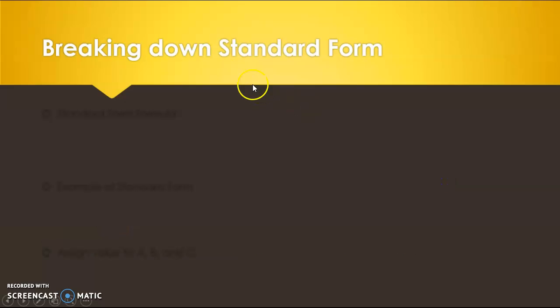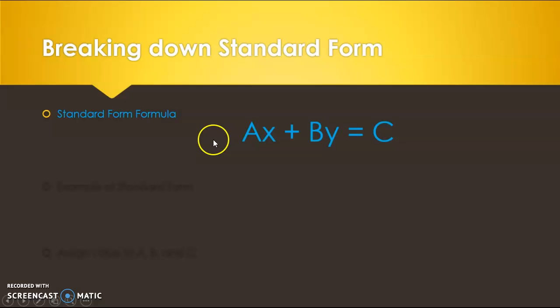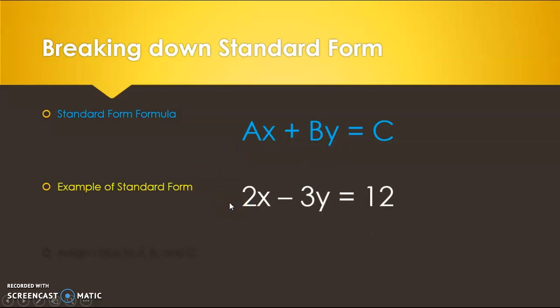So let's see. Breaking down standard form. Here's our formula: Ax plus By equals C. All right, and we're going to have numbers or integers for A, B, and C, and then we're going to keep the x and y as they are. So an example of standard form is right here. 2x minus 3y equals 12.